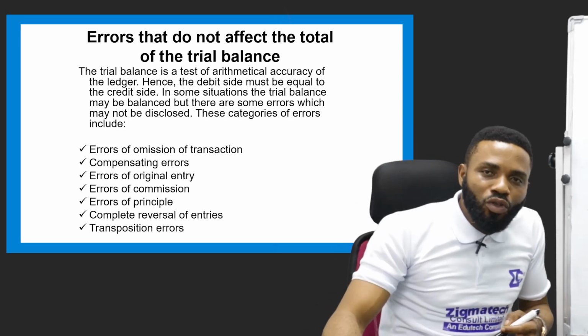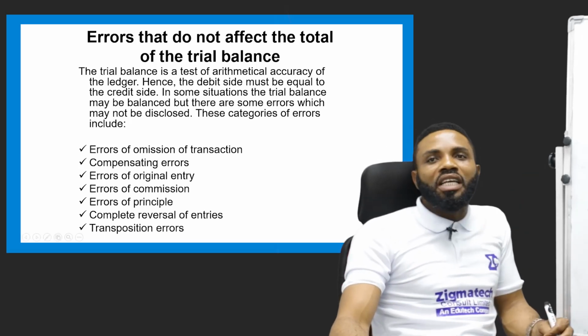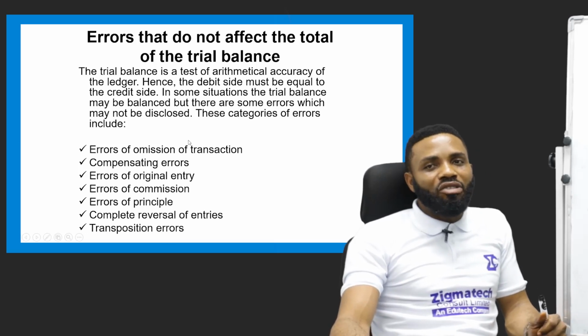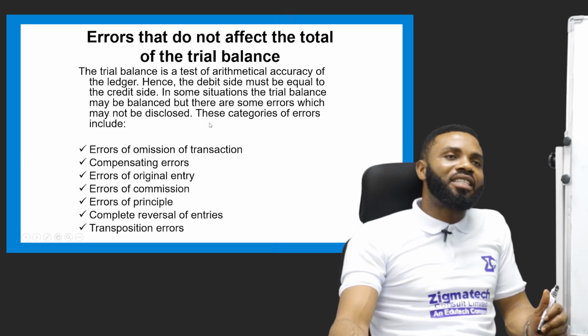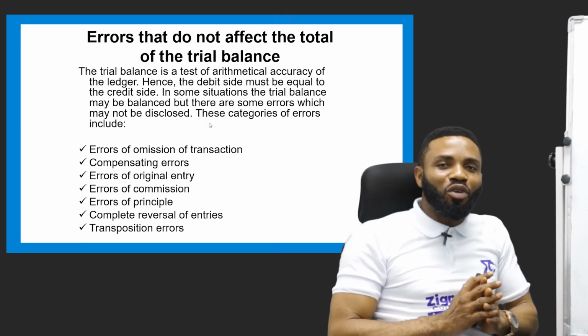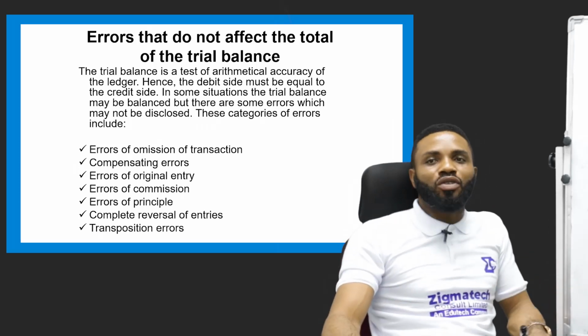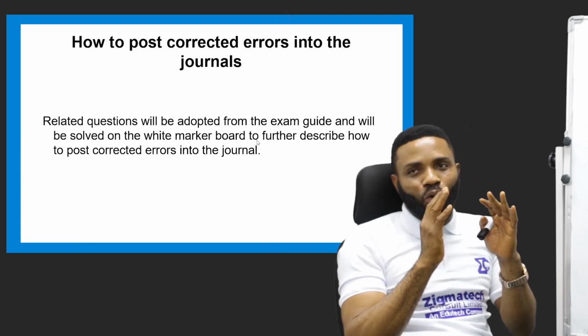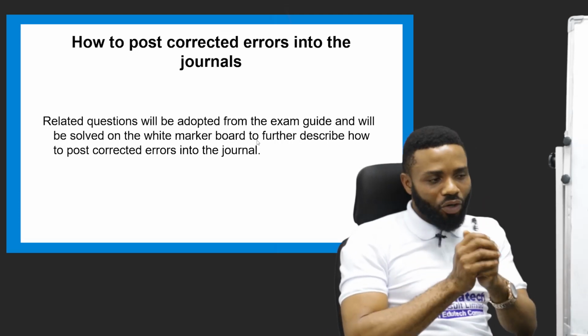So far, we have looked briefly into the errors that do not affect the total of the trial balance. I have said that these errors do not affect it, because they will cancel themselves out. Now, let's look at how to post the corrected errors into the journals.